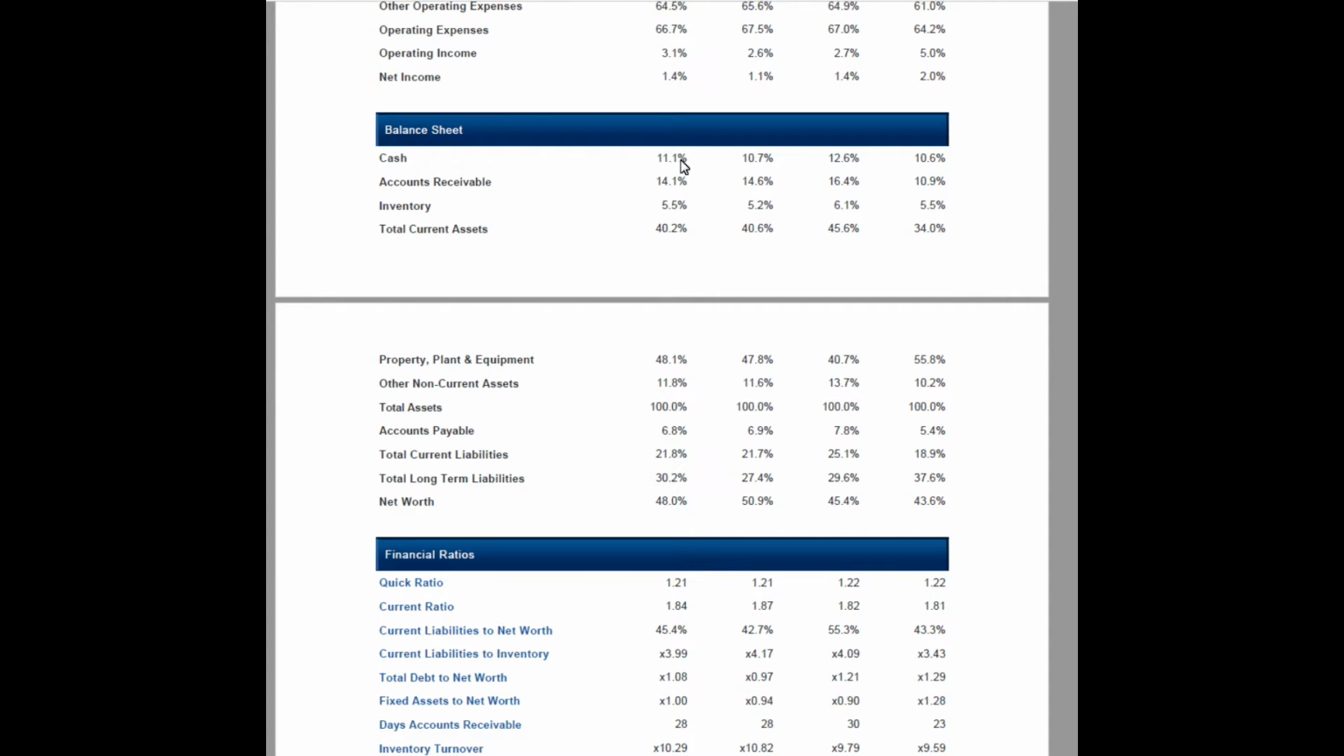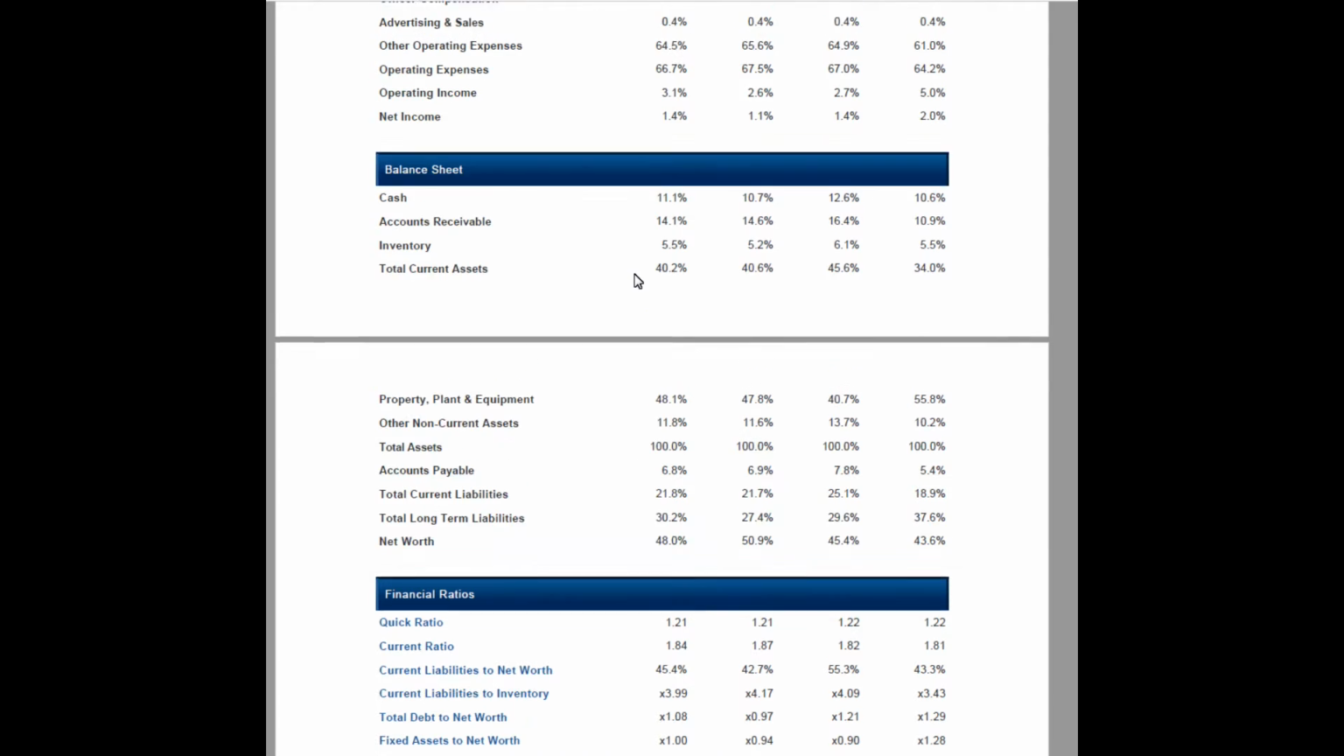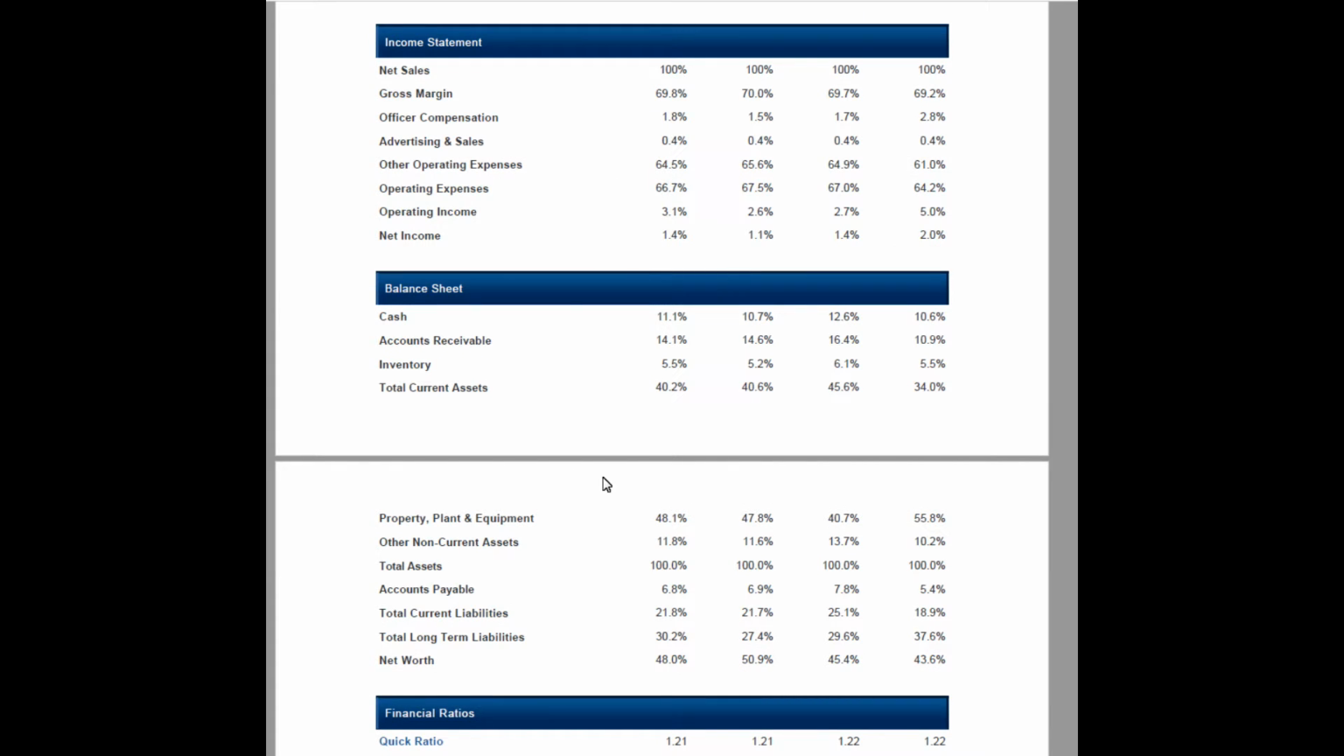So we can assume that these numbers here are like $100. So if a typical company has $100 and they have $40 in current assets and $21 in current liabilities, that gives them a current ratio of 1.84. So if you convert these percentages or consider these percentages $100, you can then calculate a lot of ratios off of these percentages.